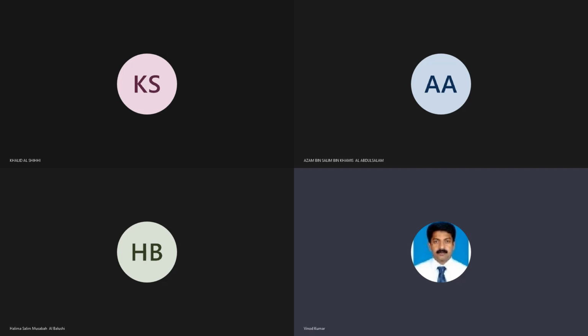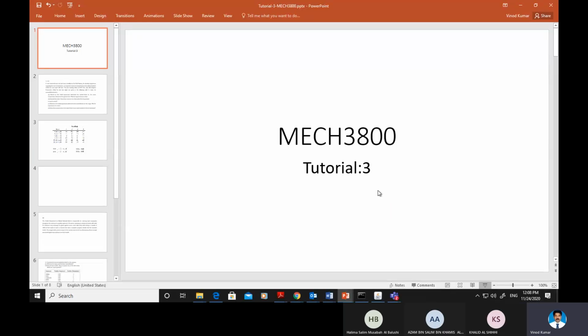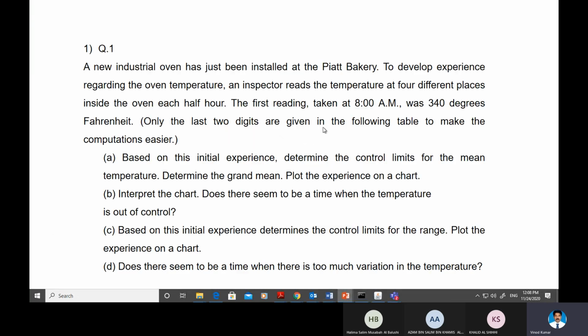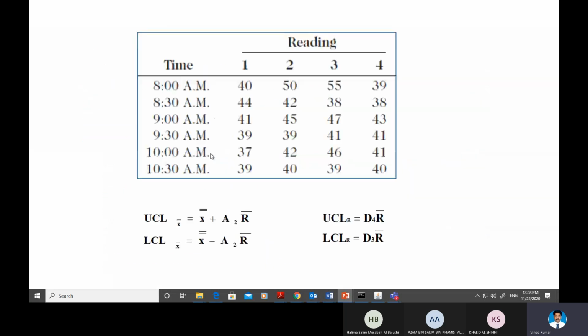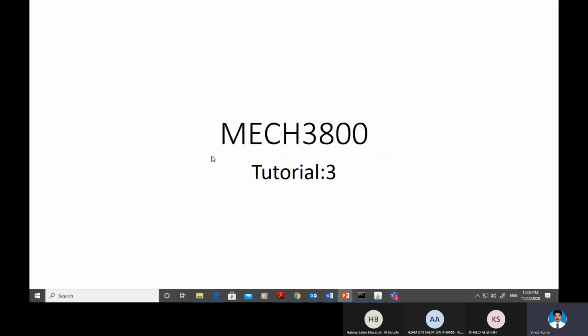Using statistical methods, controlling the quality using statistical methods. That is quality control. Here, as you see, question 1 shows a new industrial oven has just been installed. This is question 1 of the tutorial. I was planning to take 2 today.